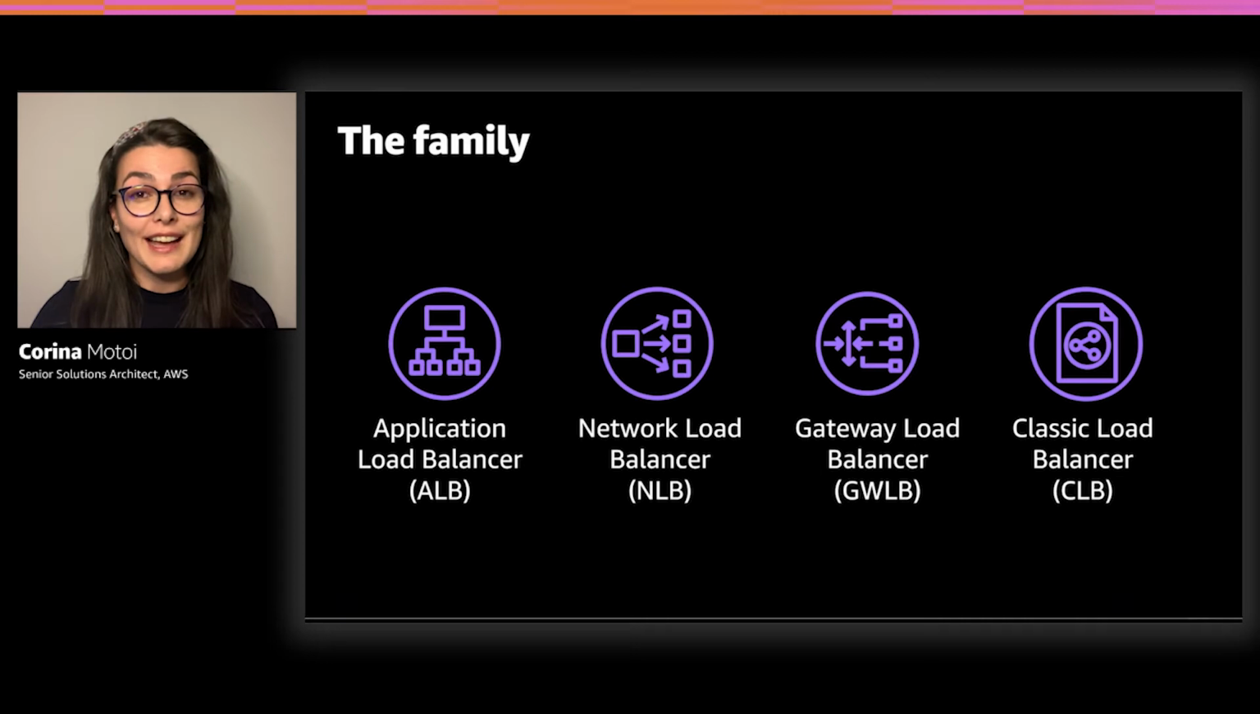You have the Application Load Balancer, which works at layer 7 of the OSI stack and is best suited for the load balancing of HTTP, HTTPS traffic. You then have the Network Load Balancer working at layer 4 of the OSI stack, and that one is best suited when you need high performance and low latency, as it runs on AWS Hyperplane.